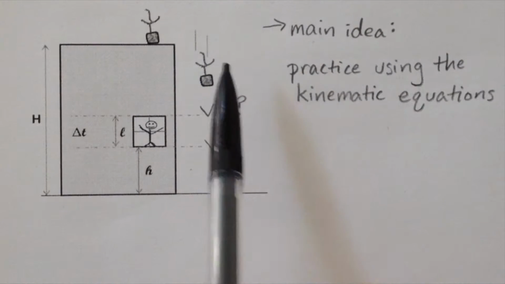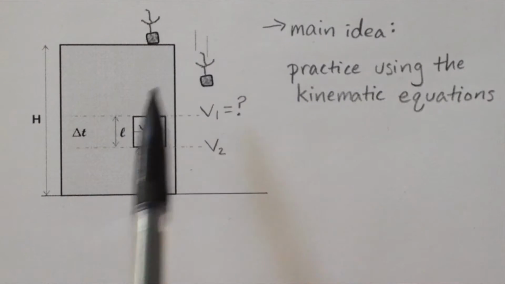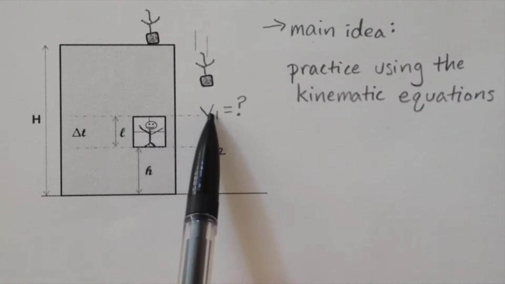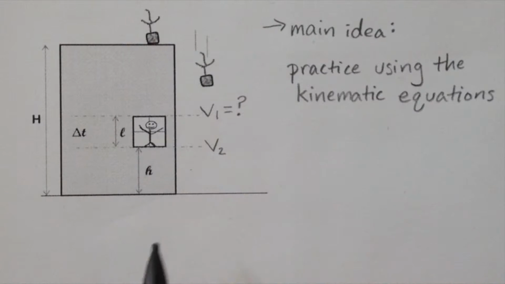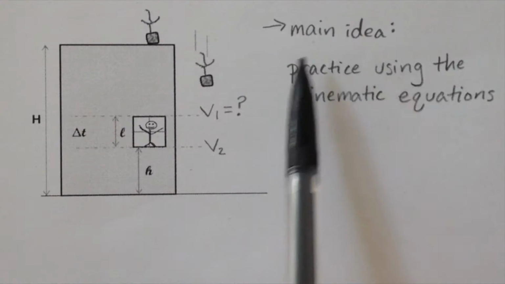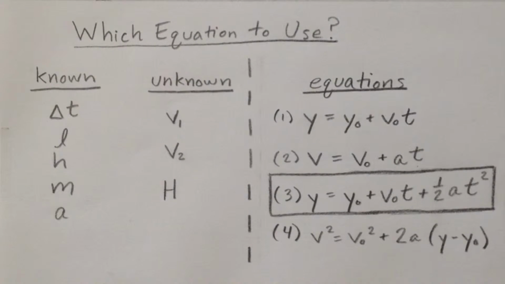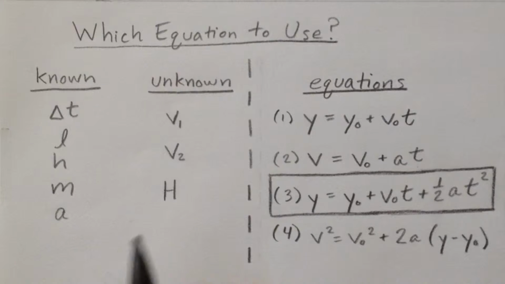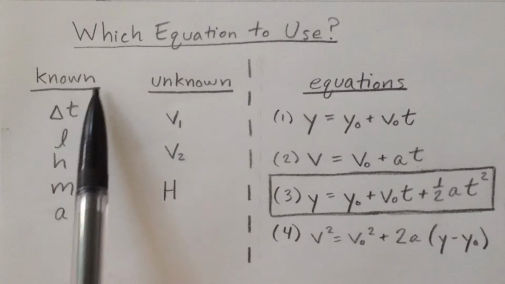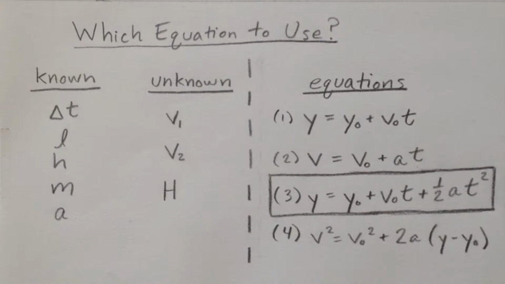In this problem, we're solving for the velocity of a falling flower pot when it reaches this spot here at the top of the window. By solving this problem, we will get practice using the kinematic equations. The first step is to determine which kinematic equation we should use. We will make this choice based on what we know and what we don't know about the problem.